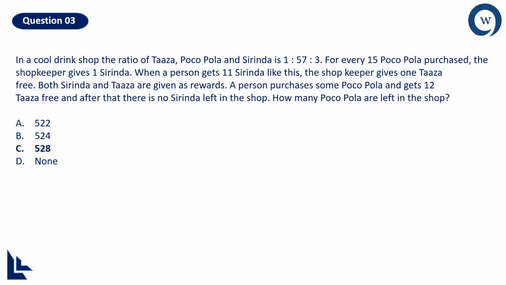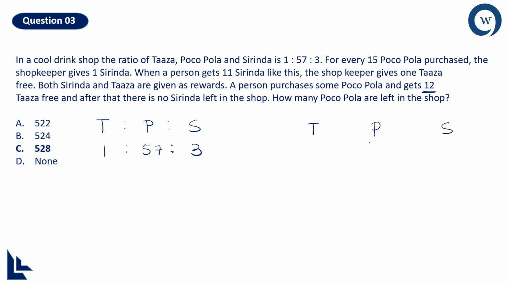In a cool drink shop, the ratio of Taza, Coca-Cola and Sirinda is 1:57:3. The initial ratio is given. I'll take T for Taza, P for Coca-Cola and S for Sirinda, TPS. So the TPS ratio is given as 1:57:3. Done. And then read the next part.